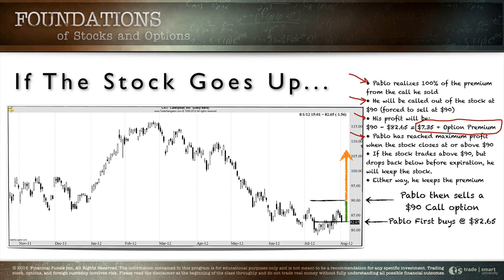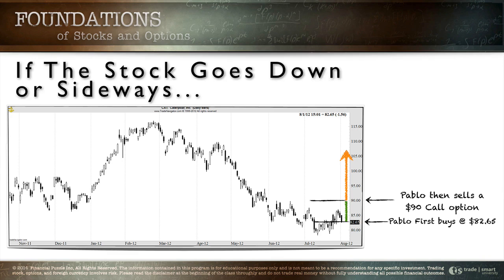If the stock trades above 90 but drops back below before expiration, he will keep the stock, but either way, he keeps the premium. Either way, he keeps the premium. That is a guarantee. How many of you like to do business when you have a guarantee of something? That's taking the money that's on the table.